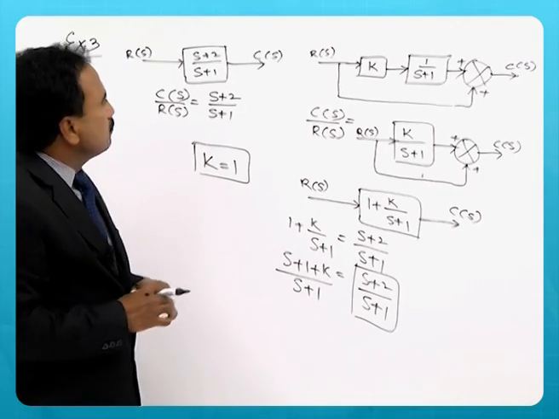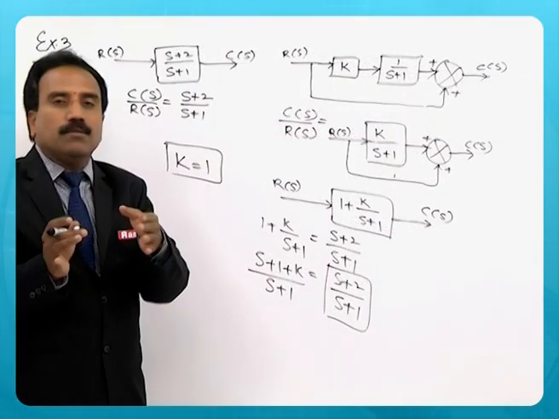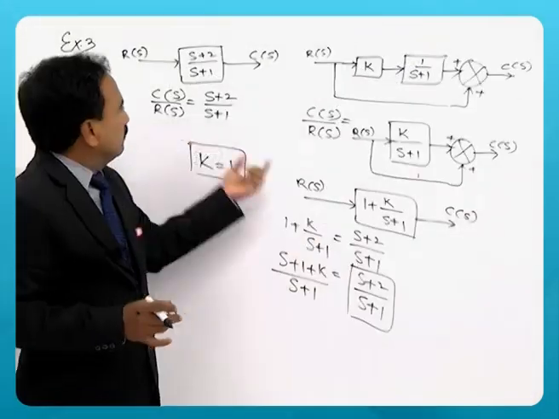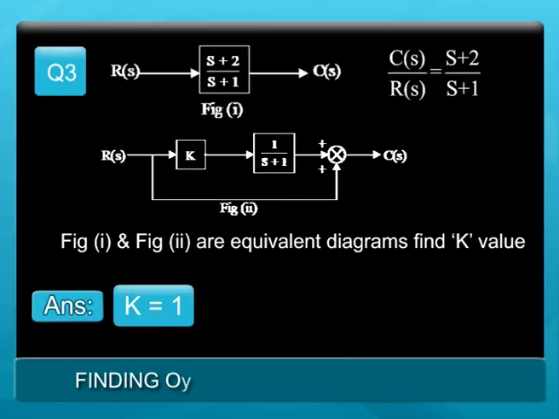So that way the questions will appear, where you apply blocks in cascade, parallel paths, and then you get the resultant, compare with this, and find the value of K. So K is equal to 1.